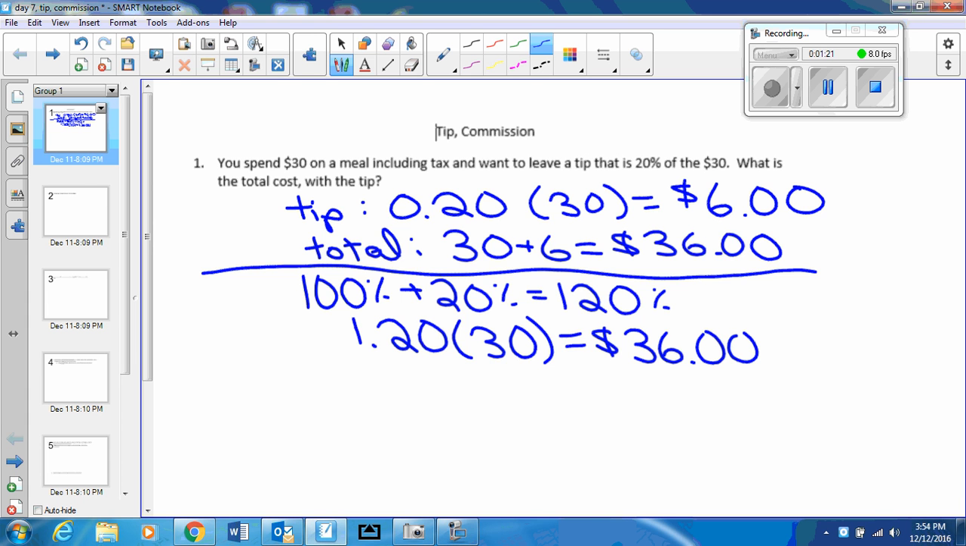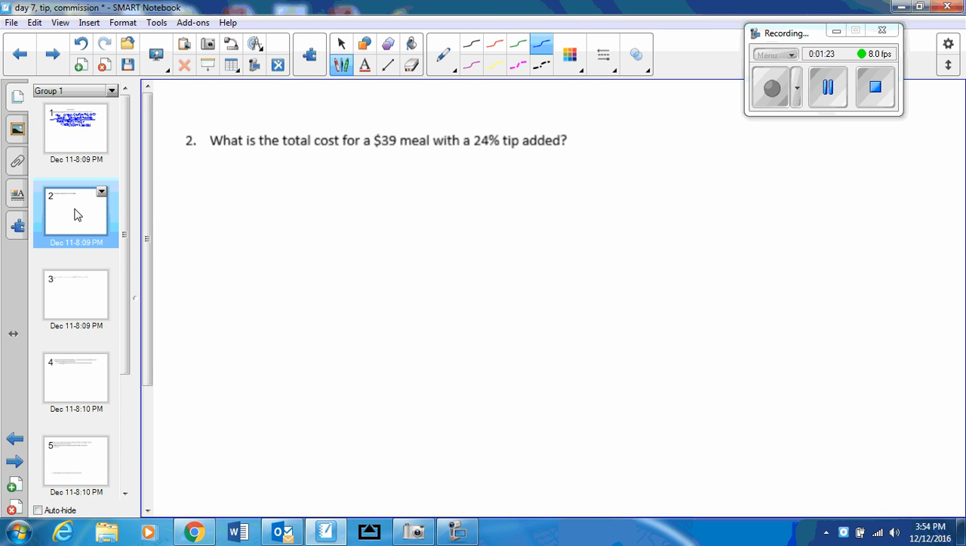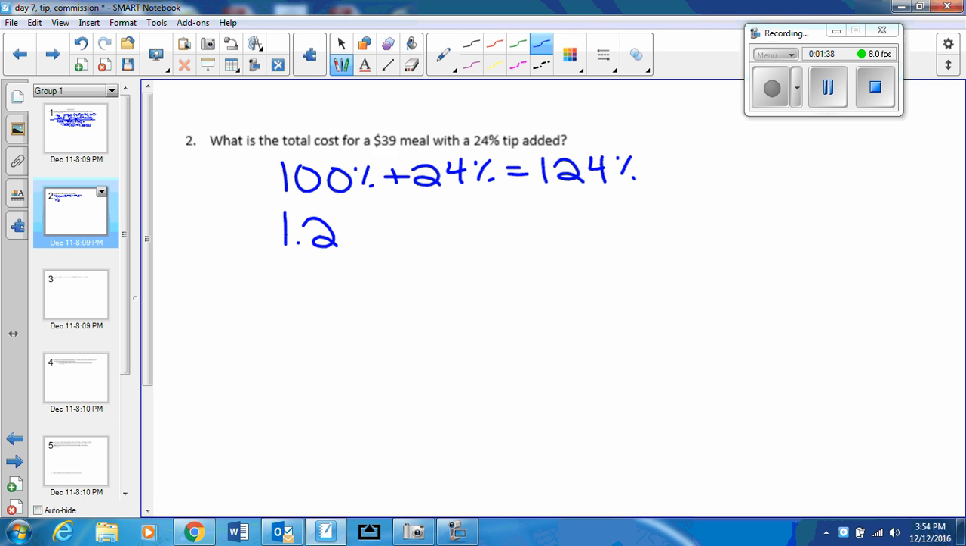Looking at our next example, what is the total cost for a $39 meal with a 24% tip added? So again, I would add 100% with 24% to get 124% is what I'm leaving. Change that to a decimal, multiply it by the price of the meal. So using my calculator, I'm multiplying 1 and 24 hundredths by 39. So the total cost, including tip, would be $48.36.